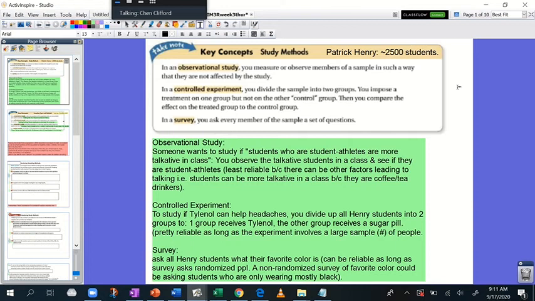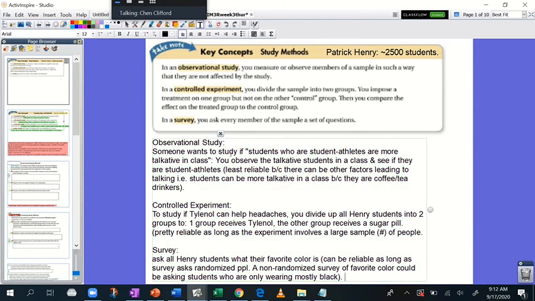Just keeping that in mind, there are three main studies you can do. You can do an observational study. A running joke with some teachers I've talked to is, we're wondering if student athletes, like football players, basketball players, soccer players, seem to be more talkative in class because they have more energy. I've talked about that with a couple teachers.